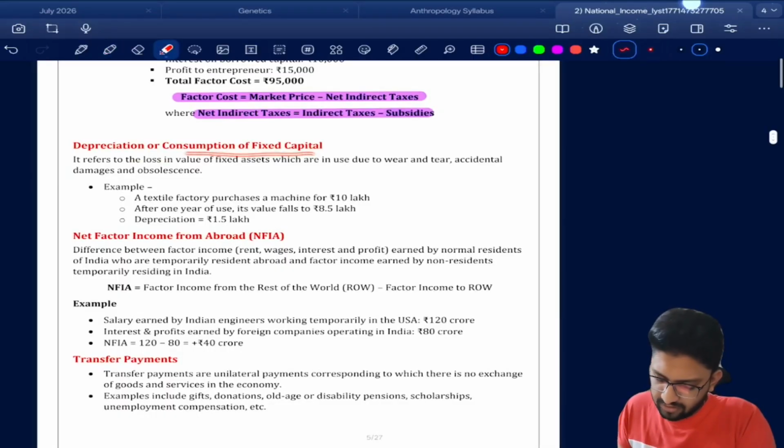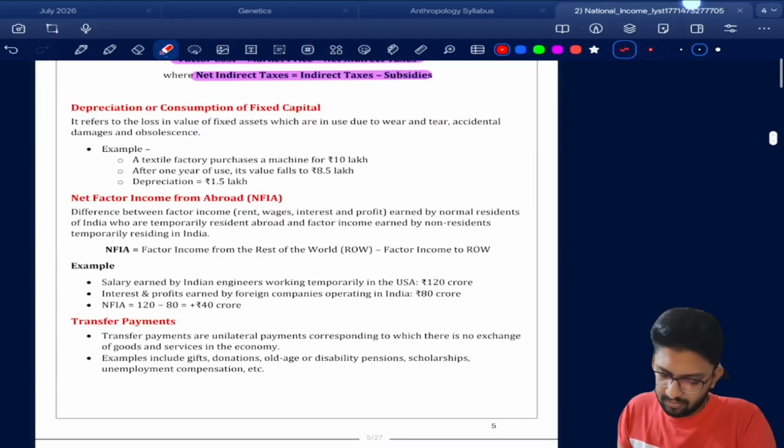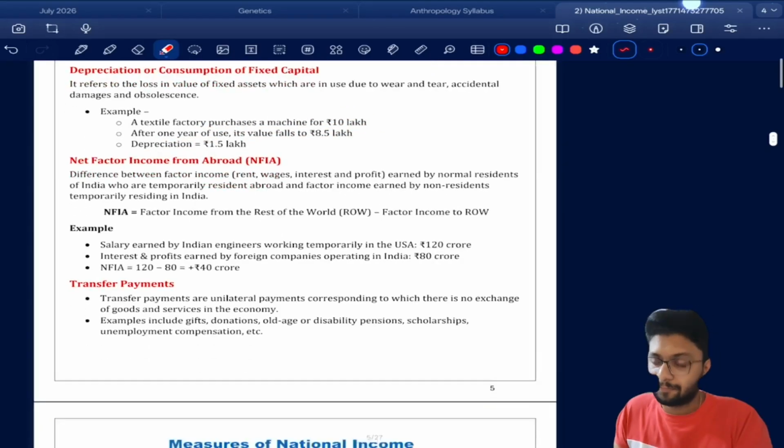Depreciation or consumption of fixed capital. It refers to the loss in value of a fixed asset which is in use due to wear and tear, accidental damage or obsolescence. Example: a textile factory purchases a machine for rupees 10 lakh. After 1 year of use, the value falls to 8.5 lakh, a depreciation of 1.5 lakh rupees.